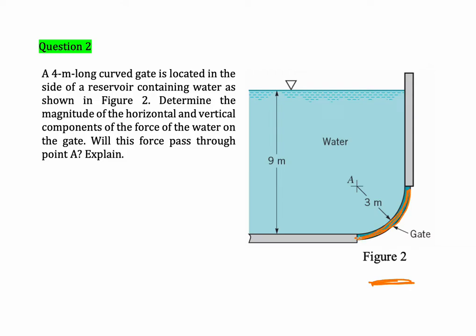So in this situation, we have a quarter circle gate like this. However, the water surface is on this level. So in the previous question, we only had a water level which is here, right? It passed through the point A, but now in this question, the water is far above the gate here.